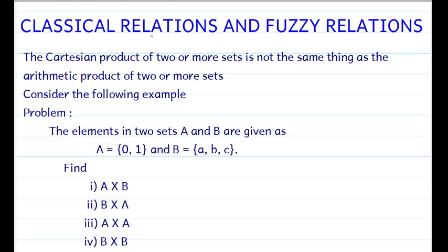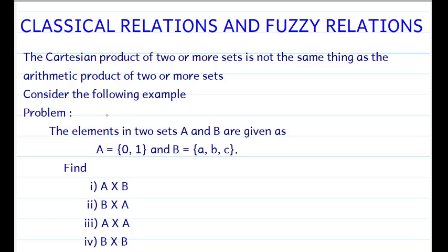Before starting with relations, we need to have some concepts about the Cartesian product. The Cartesian product of two or more sets is not the same thing as the arithmetic product of two or more sets. So now we study the meaning of a Cartesian product, and from the Cartesian product we will study the relations. But in this session we will study the classical relations, which are concerned with classical sets and not with the fuzzy ones.